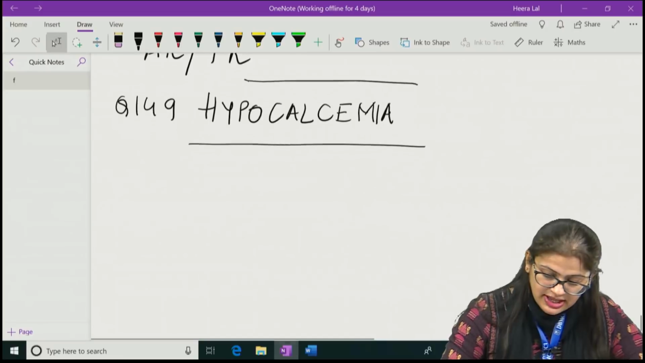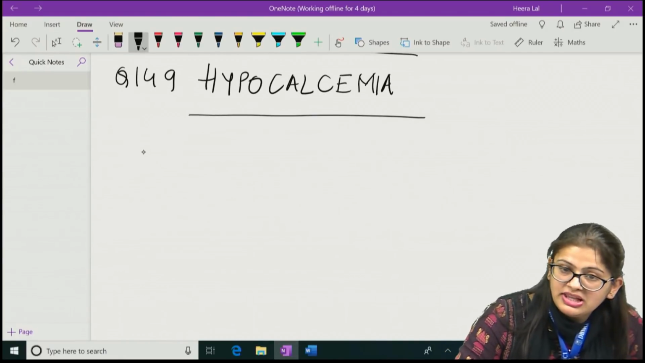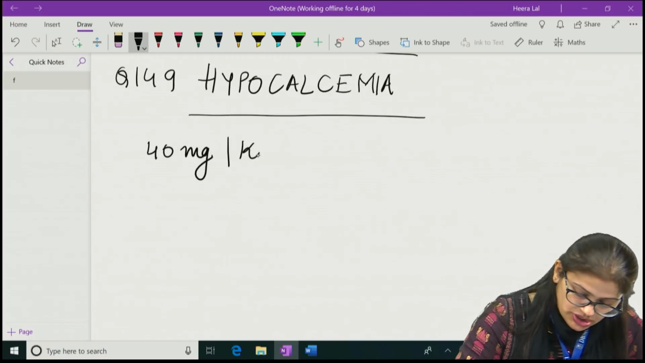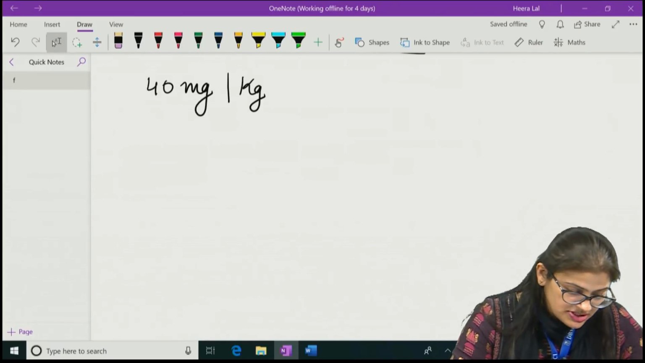So if a child has developed hypocalcemia, it needs to be treated with IV calcium in a dose of 140 milligram per kg, and they should also be supplemented with vitamin D.